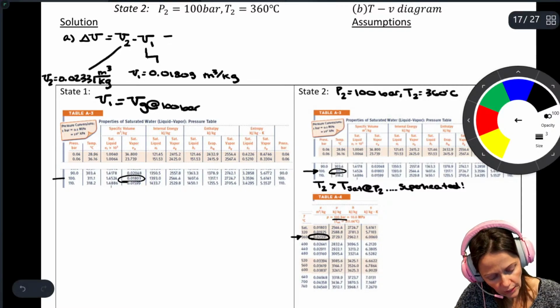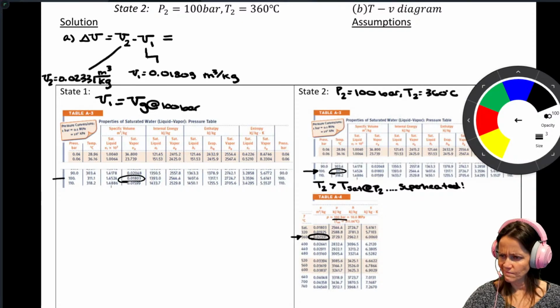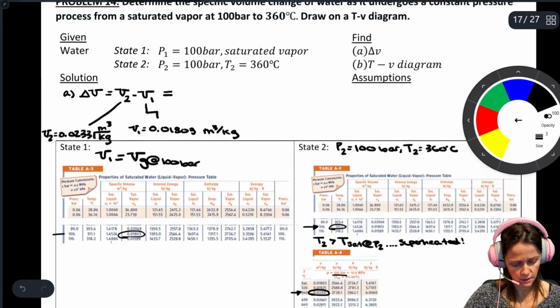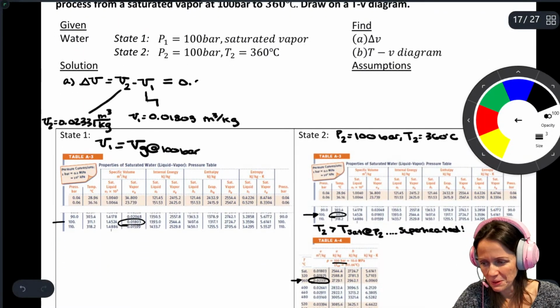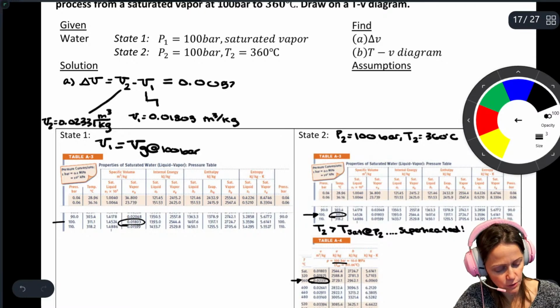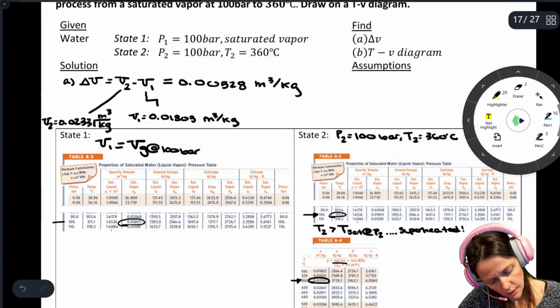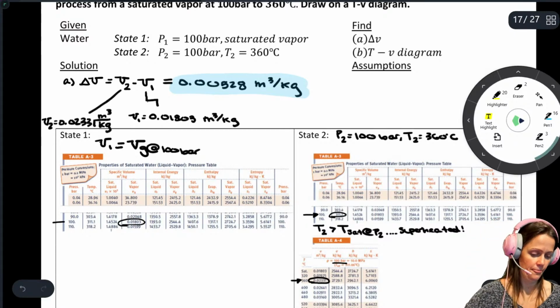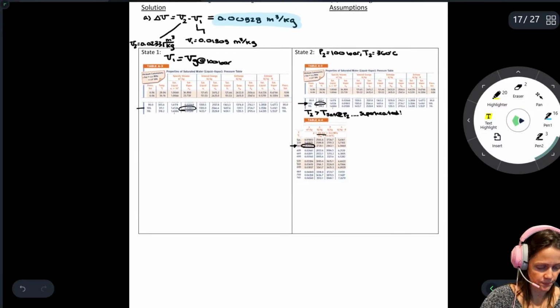All right, so we've got enough information to calculate that delta V. So this ends up being 0.00528. I mean, that really inspires confidence, doesn't it? It ends up being something. There we go. Beautiful. All right, now we need a TV diagram, so let's take care of that.